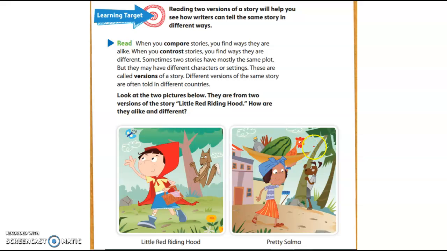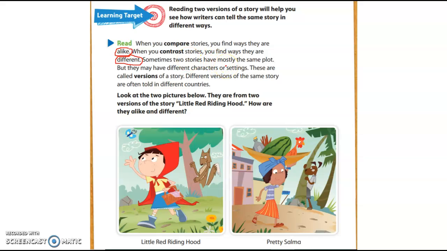When you compare stories, you find ways that they're alike. So we know when we compare, we're looking for ways that the stories are the same or alike. When you contrast stories, you find ways that they are different. So contrasting is when we find differences.